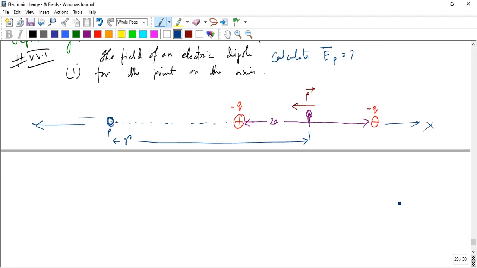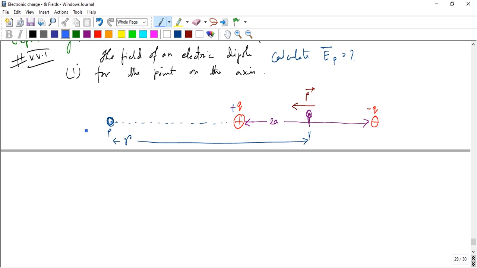Very easy. So first, it's a plus Q. The electric field at point P due to plus Q charge. We know that the electric field starts from plus and ends toward minus, so the electric field is in that direction. So that clears the diagram, a neat and clean diagram.